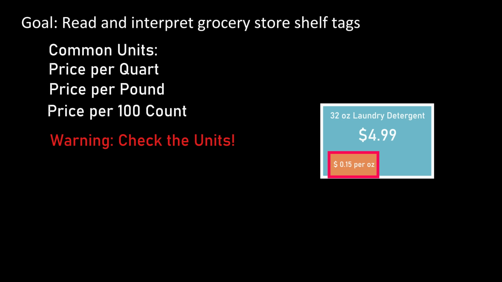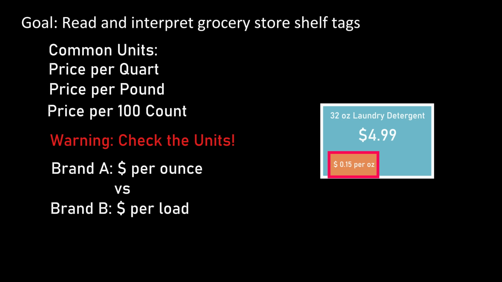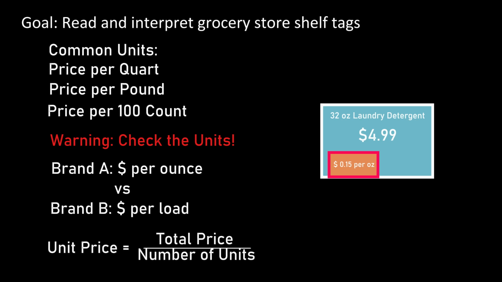However, be careful. Sometimes stores use different units for similar products to make comparison harder. One brand of detergent might show price per ounce, while another shows price per load. Take a second to check that the units match before you decide. If the units on the tags don't match, you'll need to use the division formula we learned earlier to get a fair comparison. To wrap up, let's review the steps for smarter shopping.